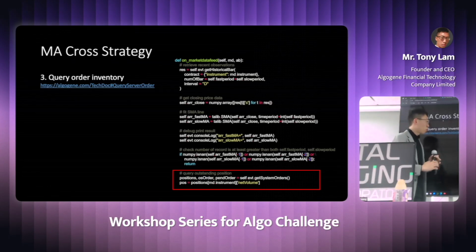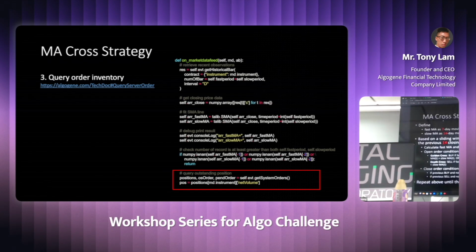Because for this trading strategy, we also make an assumption that every time we only have at most one position. So before we try to open, we need to check whether we have an outstanding position first. If we already have an outstanding position, we will not further open any new position. This is just to simplify the strategy.